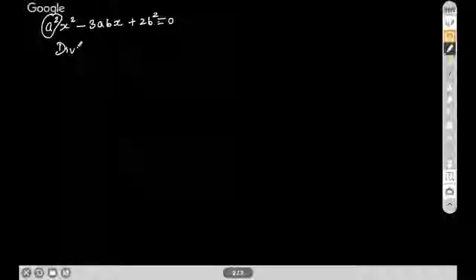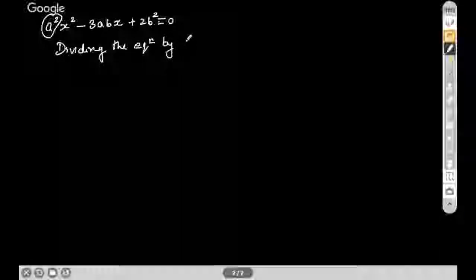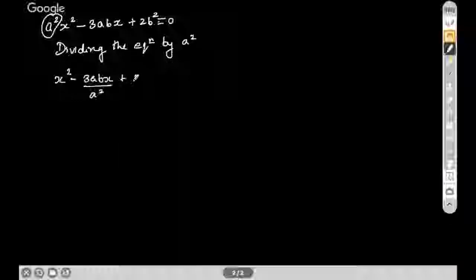Dividing the equation by a square, you will get x squared minus 3abx upon a squared plus twice of b square upon a squared, and this is equal to 0. I'll write it a little more clearly to avoid overwriting, so that you don't get confused. It's always better practice to write as neatly as possible, because you yourself should not be confused. So x square minus 3abx by a square plus 2b square by a square equals to 0.